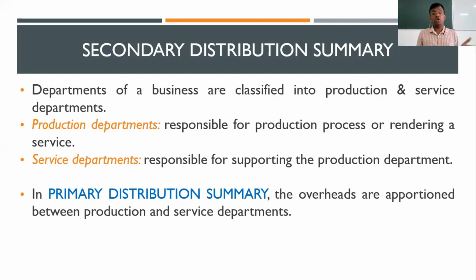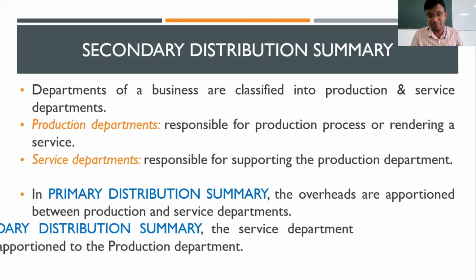Now let's talk about the distribution summaries that we prepare for overheads. When we prepare the primary distribution summary, we divide the overheads among all the departments in an organization. The departments could be service in nature or production in nature. So I'll repeat that. When we prepare the primary distribution summary, we pick up all the overhead costs and distribute them between production as well as service departments.